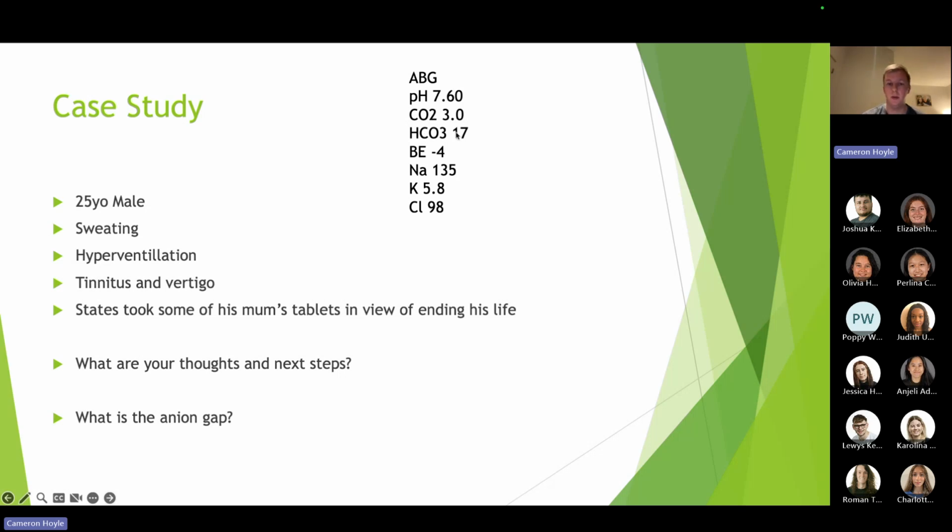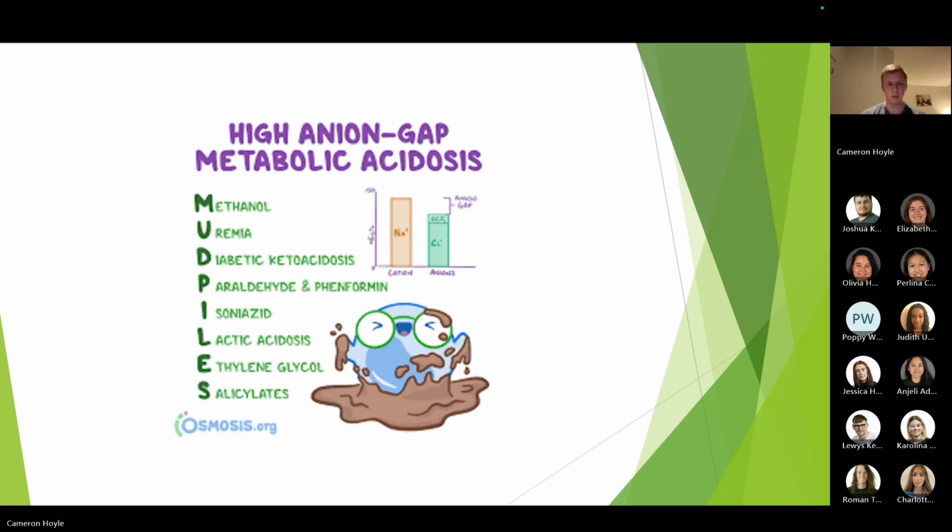So the pH may very well be alkalotic or acidotic, depending on the shift and how acidotic or alkalotic they are. But you get a mixed picture with aspirin. And you will get a high anion gap as well.